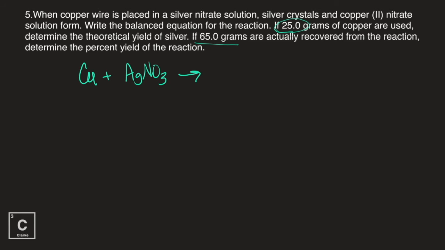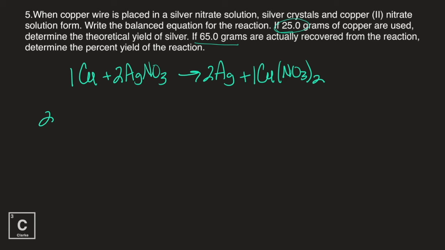So copper is going to kick silver out. We know this reaction completes because silver crystals form. So silver gets kicked out, and we are forming copper 2 nitrate. Copper is a 2, nitrate is a 1, so we get Cu(NO3)2. We need to balance that. I'm going to put a 2 for 2 nitrates, 2 silvers. We're done. So we've got 1, 2, 2, 1 is our ratio.